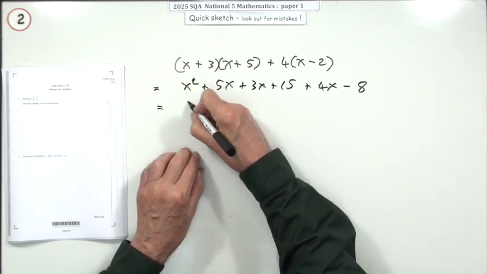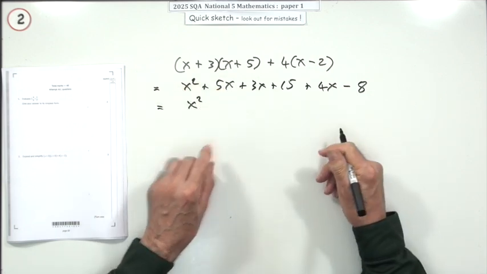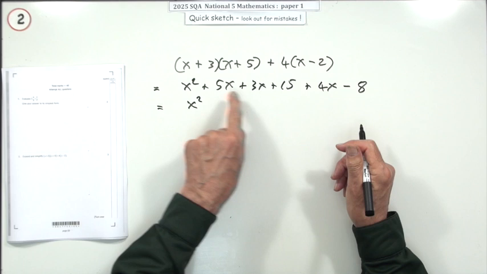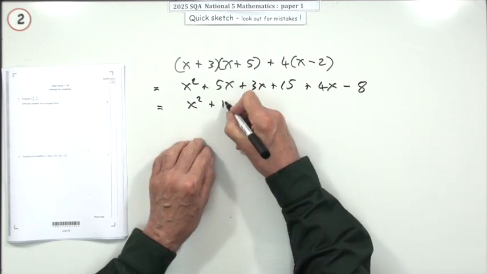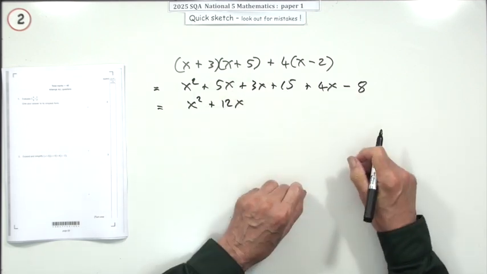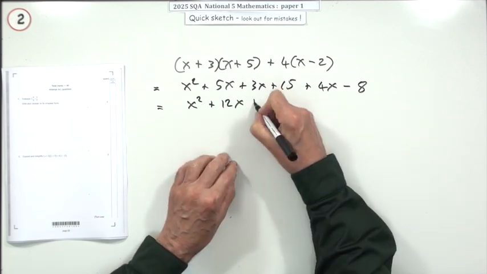Now there's only one term that says x squared, but there are 3 terms that say x. 5 and 3 is 8 and 4 is 12. There are 2 numerical terms, 15, take away 8, 7.